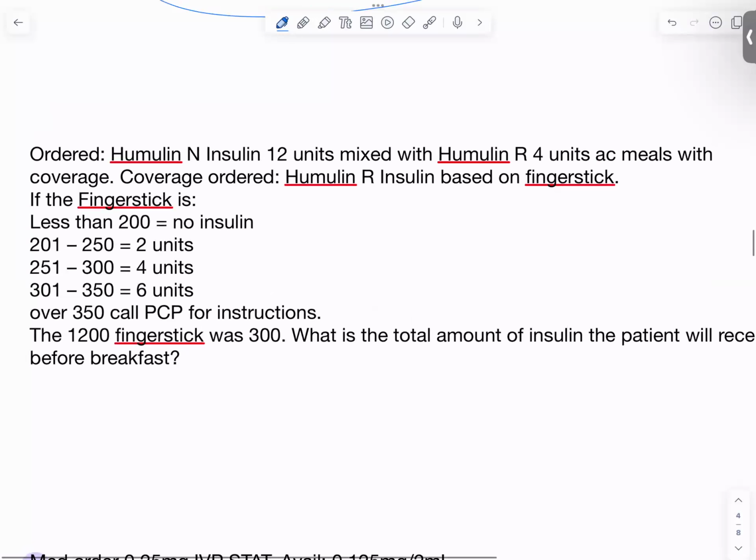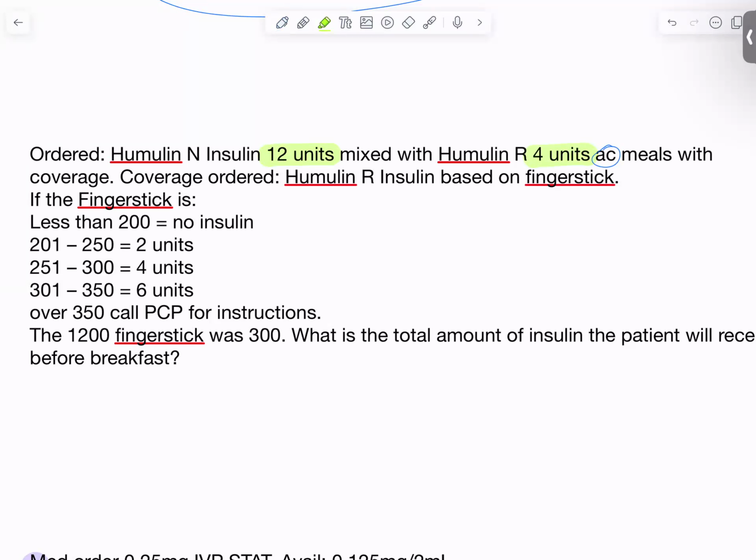Hey, let's do some insulin. All right. I think the majority of you got it right. Let's look at it together. So the doctor has ordered standing insulin. He wants 12 units of N mixed with 4 units of R before meals. That's the standing order.